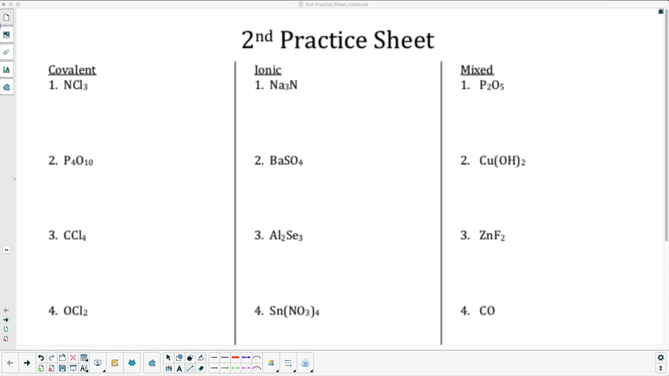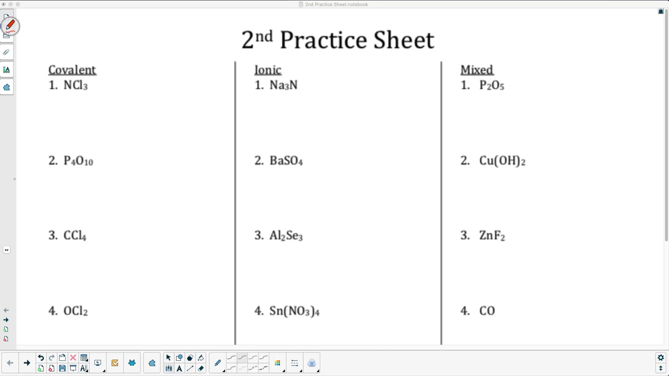Hey class, so this is the second practice sheet that's due on Wednesday, and I just want to make sure that you get a couple examples and I get to explain pretty much what's going on. So one of the things I'm going to show you here is that we have the covalent column, we have the ionic column, and then of course I have a mixed column. Let me show you what the difference is.